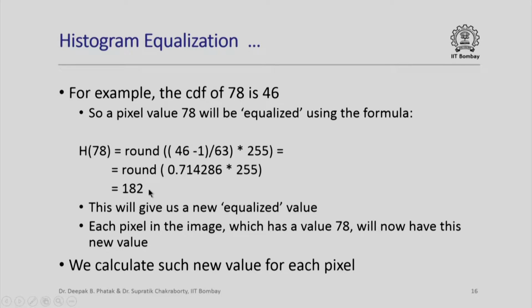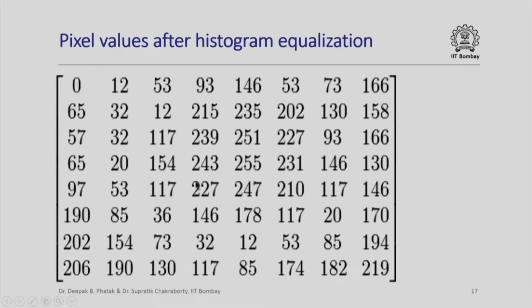So look how interesting life is. We do not know how the formula came about, but we can implement it into an equation and calculate a new value. This gives us an equalized value. Each pixel in the image will have to be transformed in this fashion. Each pixel which has a value 78 will now have a value 182, and we can calculate such a new value for each pixel in the image. If we do that, we will get the new pixel values after what we call histogram equalization.